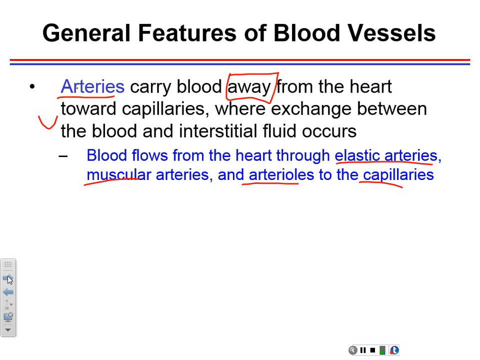So if I was to ask about the change in structure and function, you'll be able to explain it, right? If I was to ask about the change in structure and function of the arteries as they approach the capillaries, you'll be able to do that, right? Be able to know that.